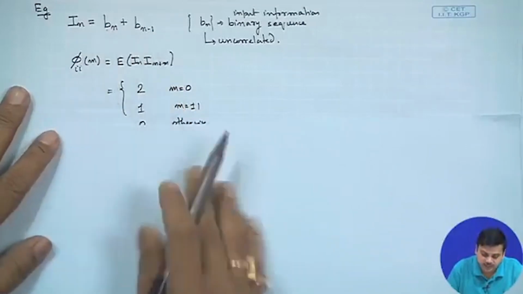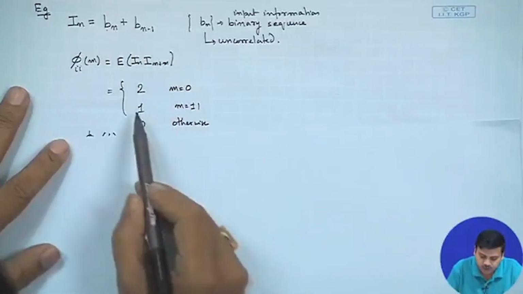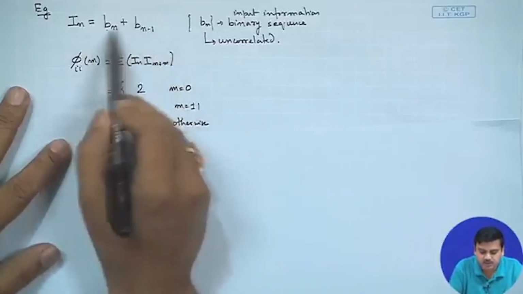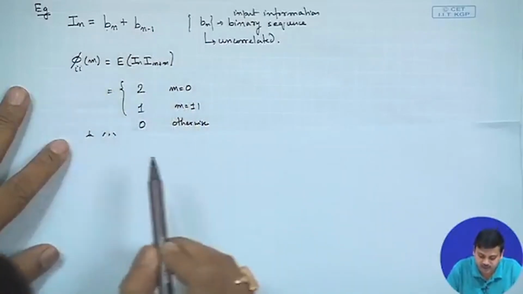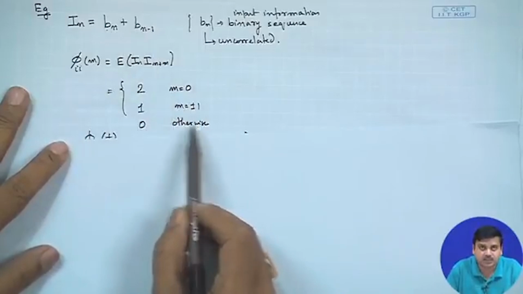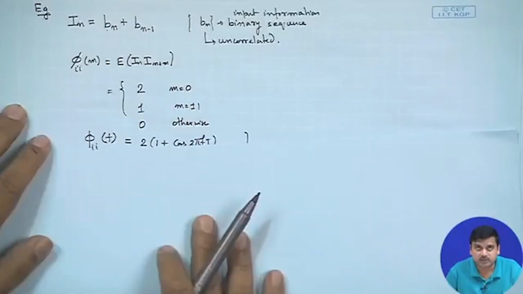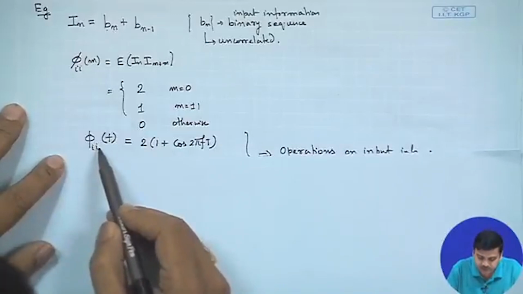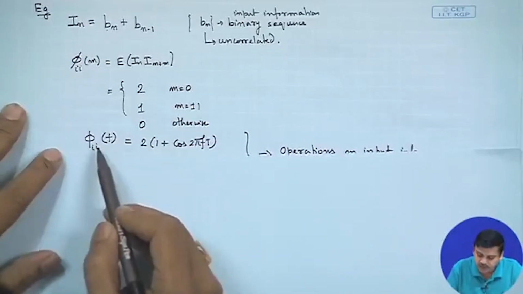So, in that case you are going to get an autocorrelation value of 2, and for m equals plus or minus 1, that means when there is a difference of 1, you can get a value of 1, otherwise it is 0. So, that is how the autocorrelation function would turn out to be. And if you take the Fourier transform of the autocorrelation function, you are going to get the power spectral density.